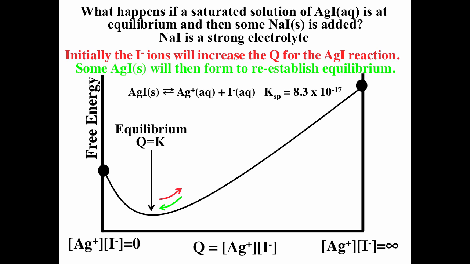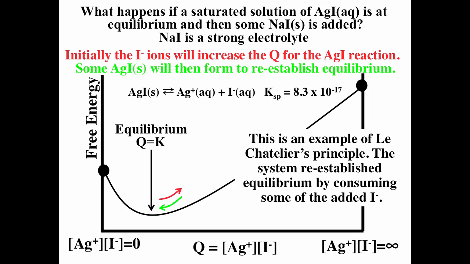You can kind of think about it as a boulder in a valley. If you push the boulder up to the right, the darn thing just rolls back down. And this is actually the basis of Le Chatelier's principle. Le Chatelier's principle says that if a system's at equilibrium and then it's disturbed from equilibrium, it will try to reestablish equilibrium by countering that effect. And so that's what we saw here.